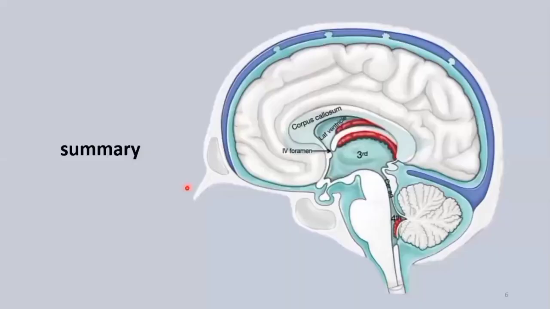Now I will quickly summarize all this in this picture. In white color, you see the brain. Here it is the brain. In between the brain, there is a corpus callosum. This is the corpus callosum. Beneath the corpus callosum, there is a lateral ventricle. There are two lateral ventricles, one left and one right.